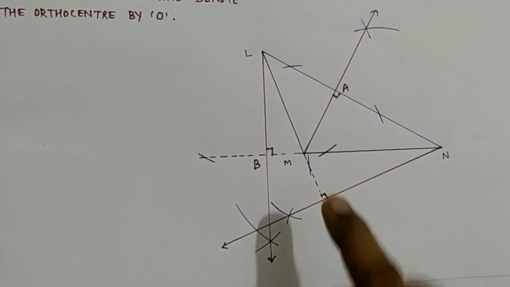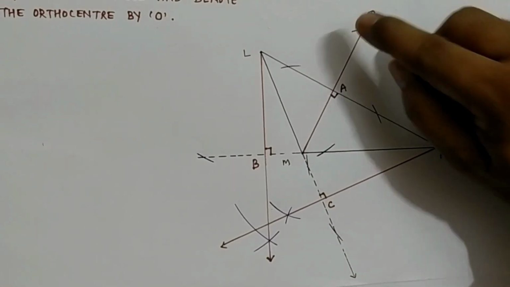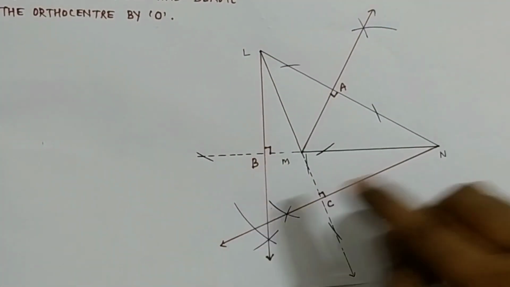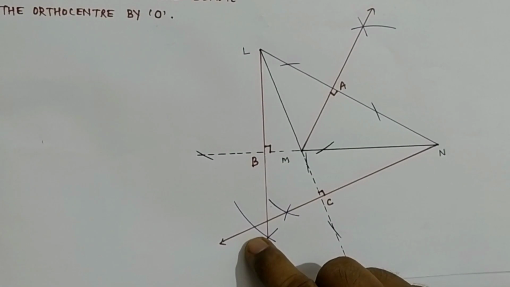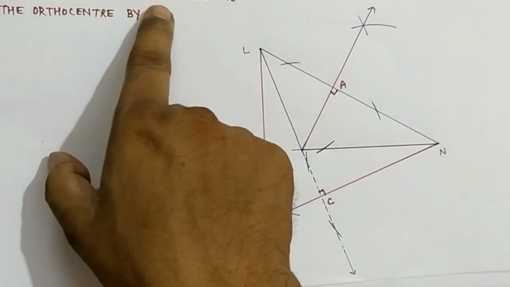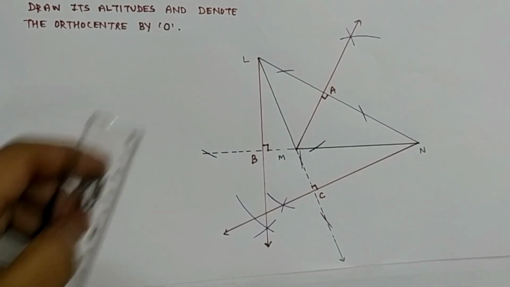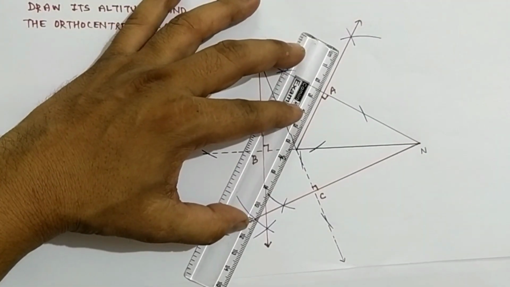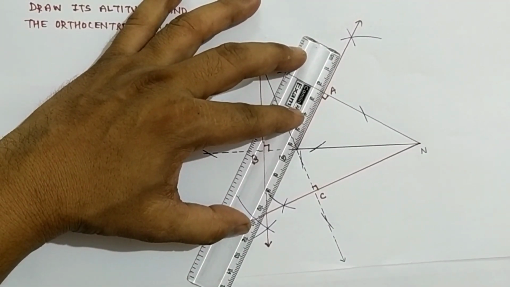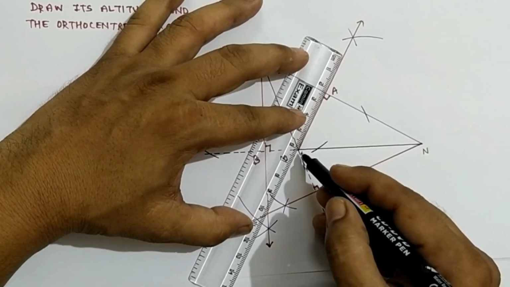So students, you can see from M we have drawn perpendicular, from L we have drawn perpendicular, and from N we have drawn perpendicular, right? Now we have to get the point of intersection. An orthocenter we have to get. So we will do one thing now. This perpendicular we are going to extend, students.